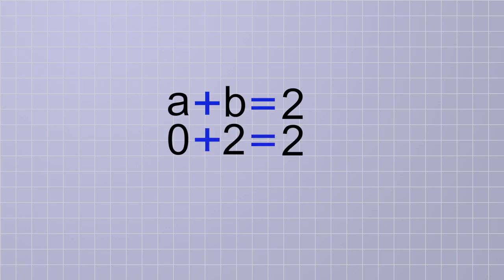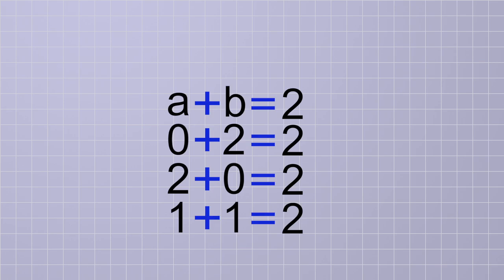Or we could switch them around. If a was 2 and b was 0, the equation would also be true. But there's another possibility. If a was 1 and b was also 1, that would make the equation true, right? So even though a and b are different symbols and would usually be used to represent different numbers, there are times when they might happen to represent the same number.